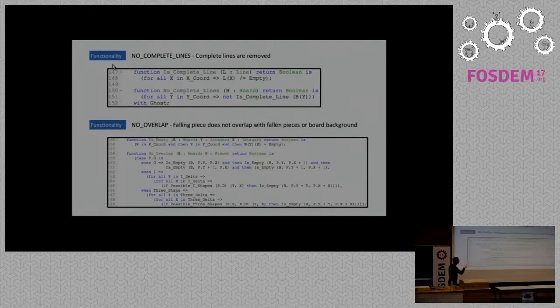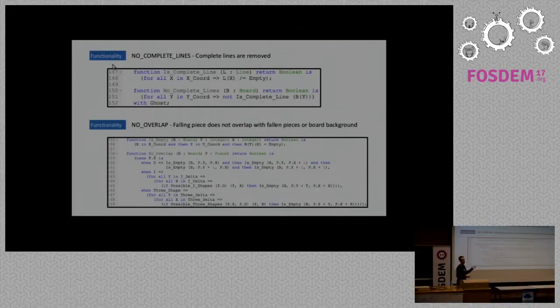Notice here that I have stuck this annotation Ghost. That means that this function is only meant for verification. It's a ghost function. It will be stripped out of the final binary when we build it. So no overlap is similar, with a richer case expression here that discriminates on the shape of the piece, but that's equivalent.